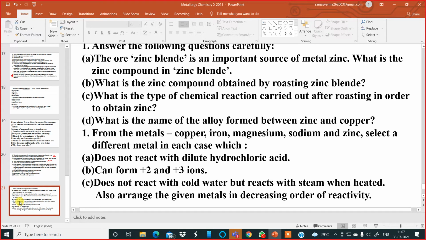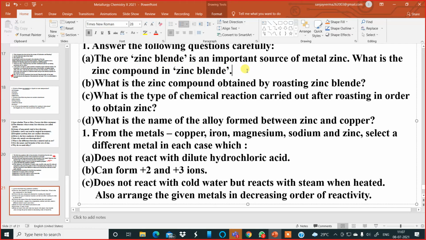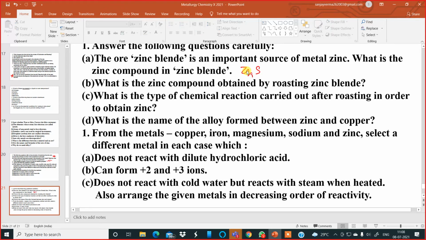Answer the following questions carefully. The ore zinc blende is an important source of the metal zinc. What is the zinc compound in zinc blende? Tell me. ZnS. Zinc sulfide. Okay. What is the zinc compound obtained by roasting of zinc blende? The compound of zinc formed is zinc oxide. Okay. What type of chemical reaction is carried out after roasting in order to obtain zinc metal?